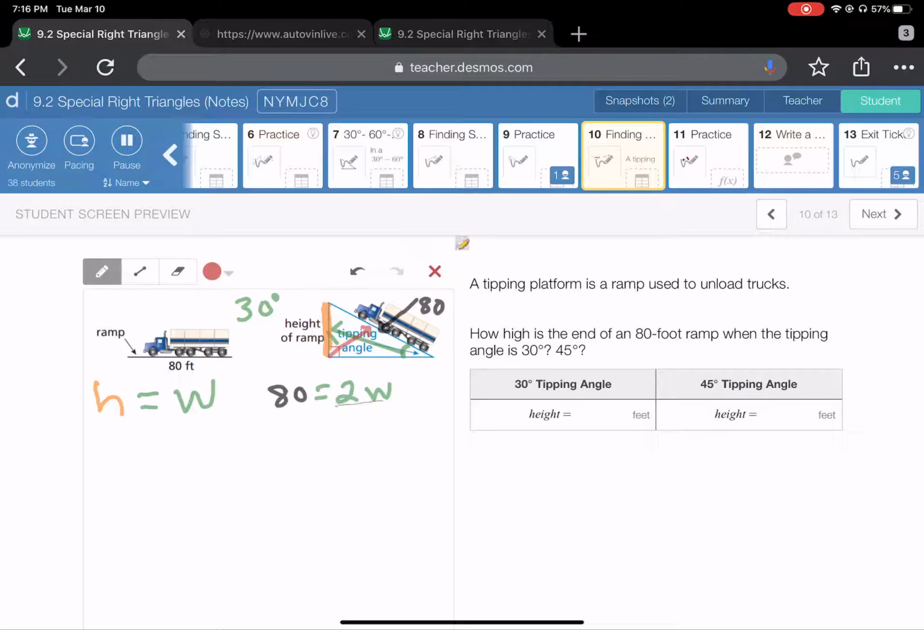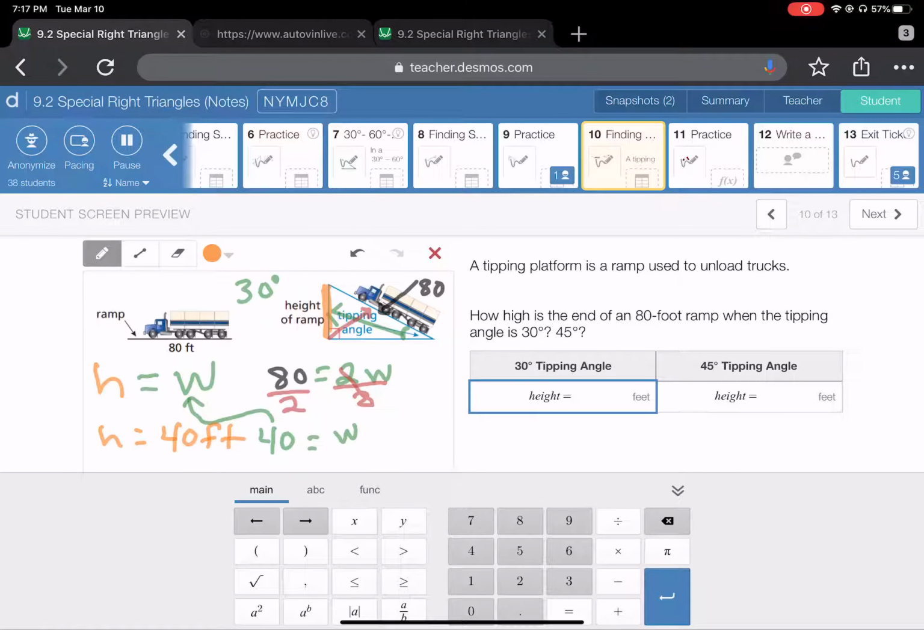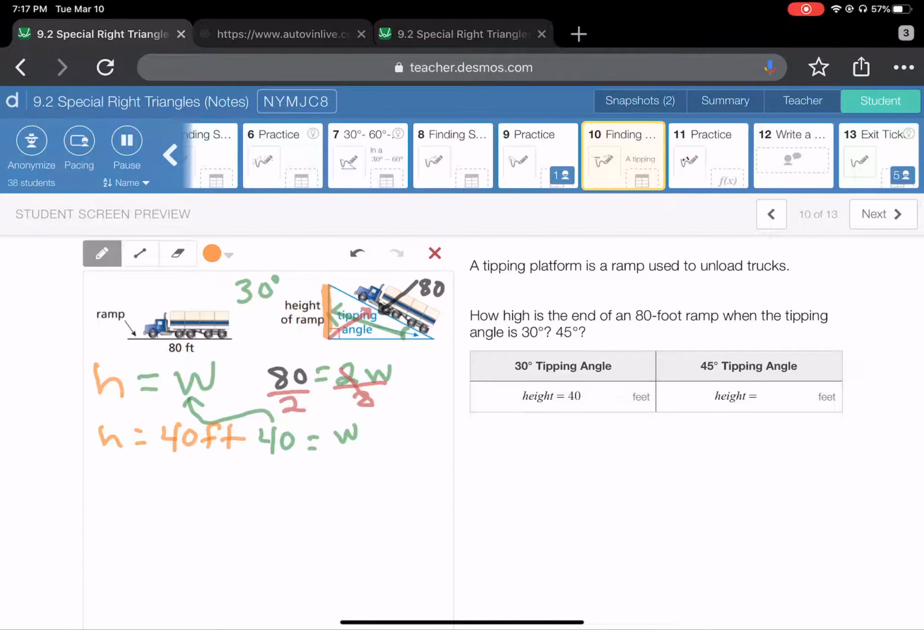So what I'm going to do here is divide by 2 on both sides to give us W equals 40. And if W equals 40, then the height of our ramp is also going to be 40 feet. So if the tipping angle is 30 degrees, then the height of our ramp is going to be 40 feet.